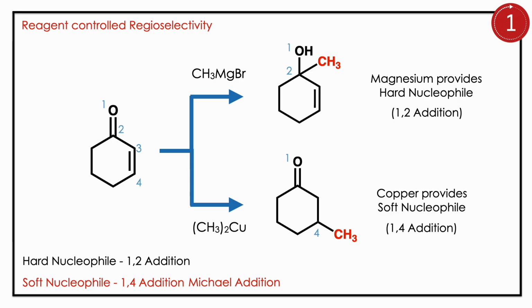Soft nucleophile attacks the 1,4 position. Hard nucleophile attacks the 1,2 position. Here magnesium gives a hard nucleophile, copper gives a soft nucleophile. So methyl magnesium bromide attacks the 1,2 position. Dimethyl copper attacks the 1,4 position. The concept you have to learn here is that reagents can also control the regioselectivity. Here soft and hard nucleophiles control the final addition product.